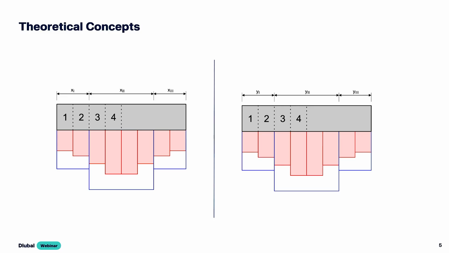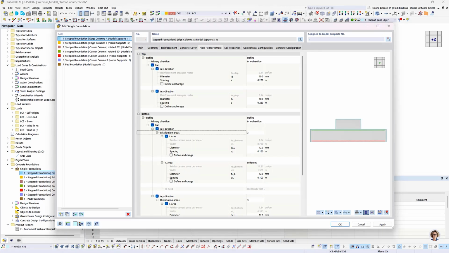Now we come back to the plate reinforcement tab. Here the tab is divided into 2 sections, top for the top reinforcement and bottom for the bottom reinforcement. For both sides, the reinforcement can be defined separately in X and Y direction. At the top, a simple constructive basic reinforcement is provided: a diameter of 10 millimeters with a spacing of 25 centimeters is defined in both directions.